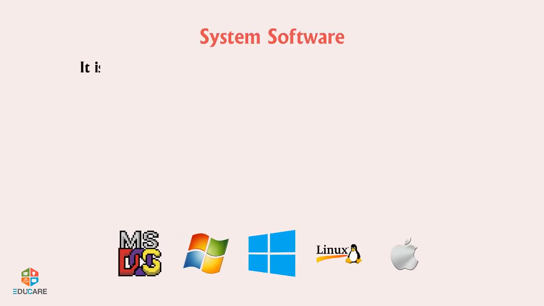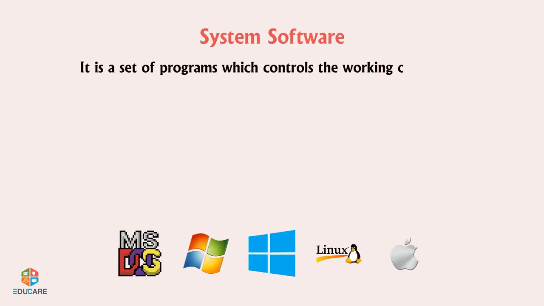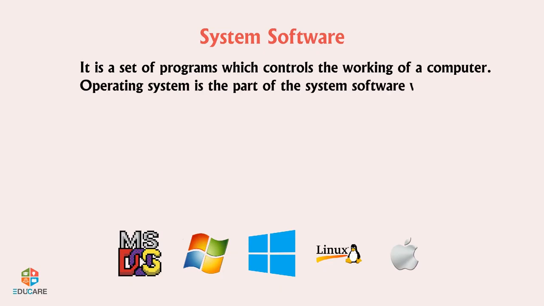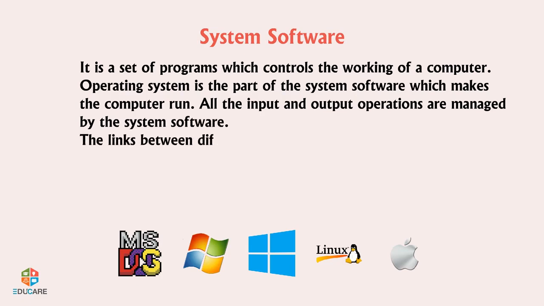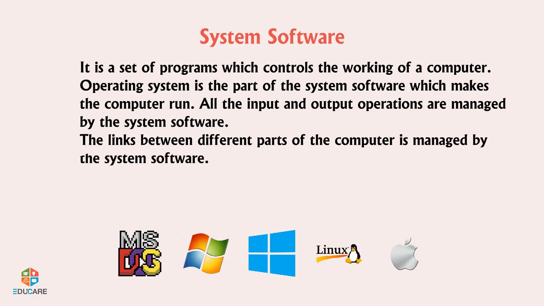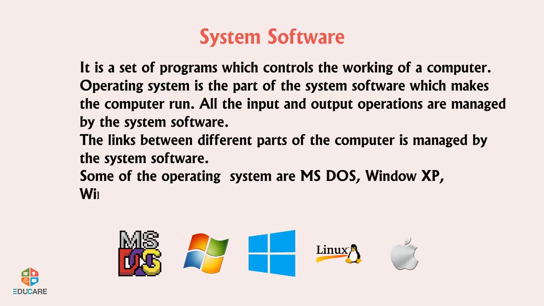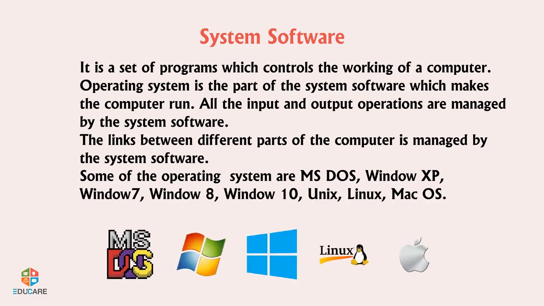System software. It is a set of programs which controls the working of a computer. Operating system is the part of the system software which makes a computer run. All the input and output operations are managed by the system software. The links between different parts of the computer is managed by the system software. Some of the operating systems are MS-DOS, Windows XP, Windows 7, Windows 8, Windows 10, Unix, Linux, Mac OS.